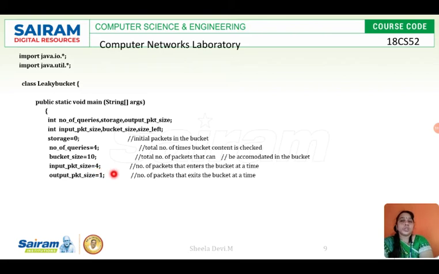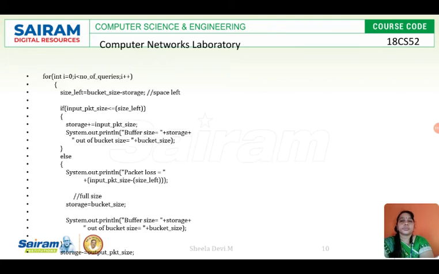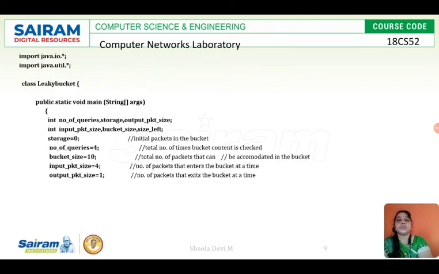But if you want variable sizes, then for every packet you have to give the size as 400, 200, 300, like that. Then the output packet size: since the aim of the leaky bucket algorithm is a fixed data flow, I am setting it as 1. Only one packet should move out every tick, every second. We said the number of queries is equal to 4, so we can have 4 ticks.